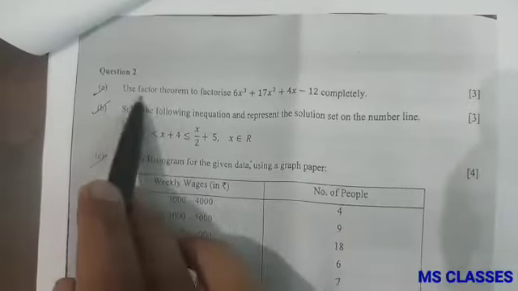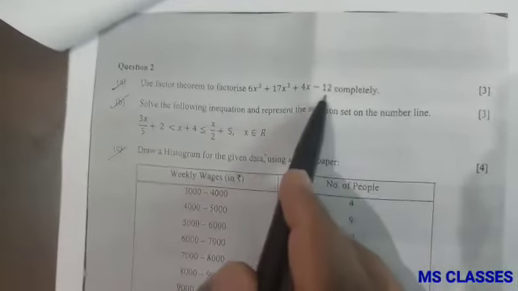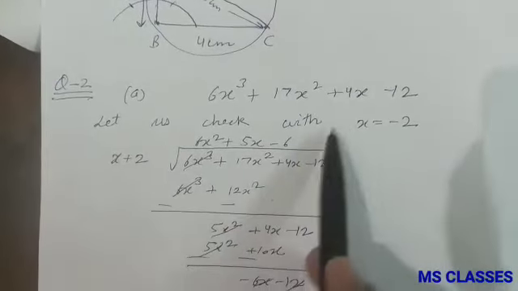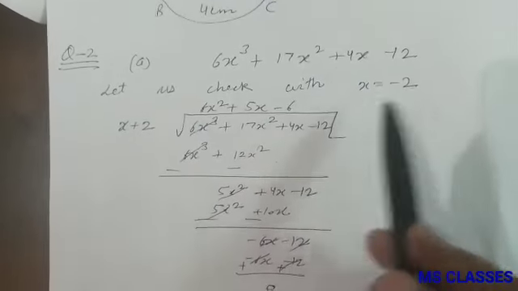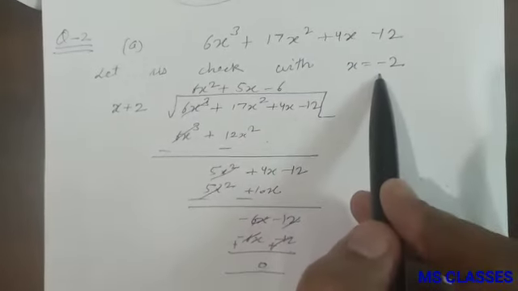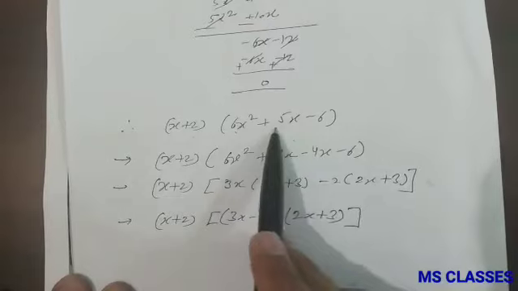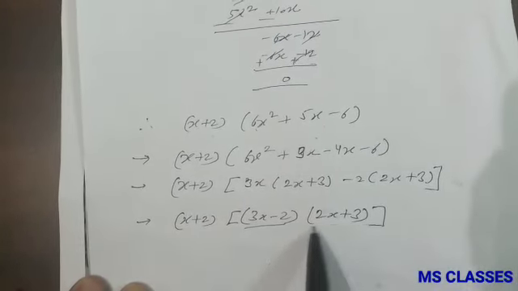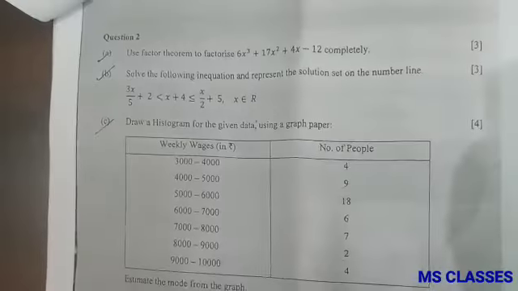Question 2a. Use factor theorem to factorize 6x cube plus 17x square plus 4x minus 12 completely. So by hit and trial method we can see which value will satisfy this equation. So at x is equal to minus 2 we get 0. So x plus 2 is one of the factors. So after long division we get 6x square plus 5x minus 6. After factorizing it we get 3x minus 2 and 2x plus 3. So these three are the factors of this equation.